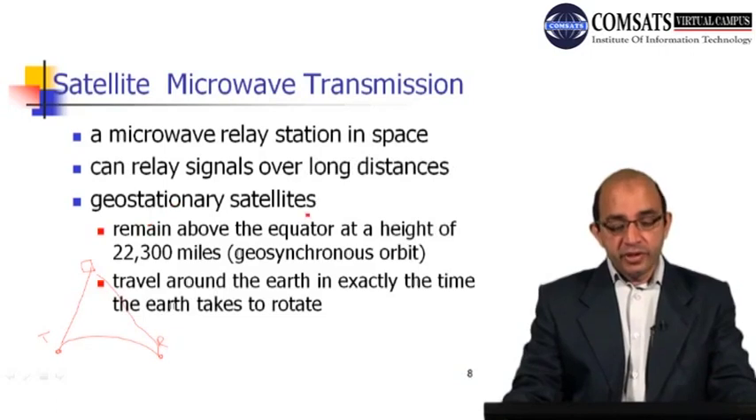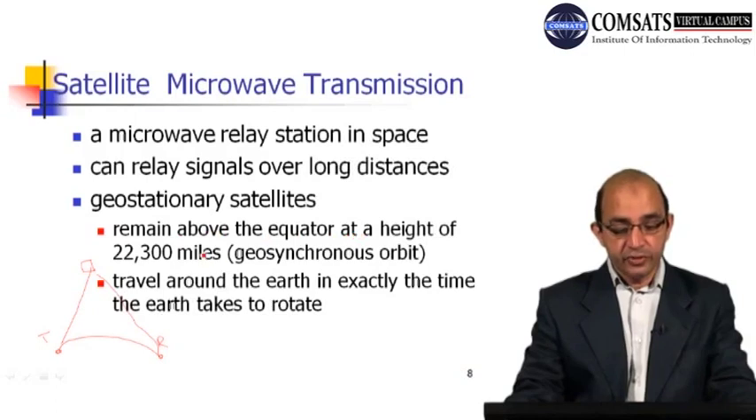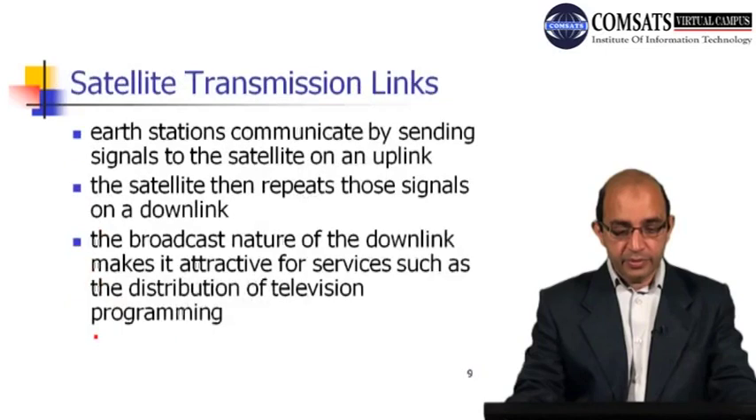So we need geostationary satellites because our Earth is moving as well as revolving, right? So it remains above the equator at a height of 22300 miles, in geosynchronous orbit. As I have mentioned, Earth is revolving and moving, so this satellite also has to synchronize itself with this rotation and movement in a circular path, that is almost a circular path.